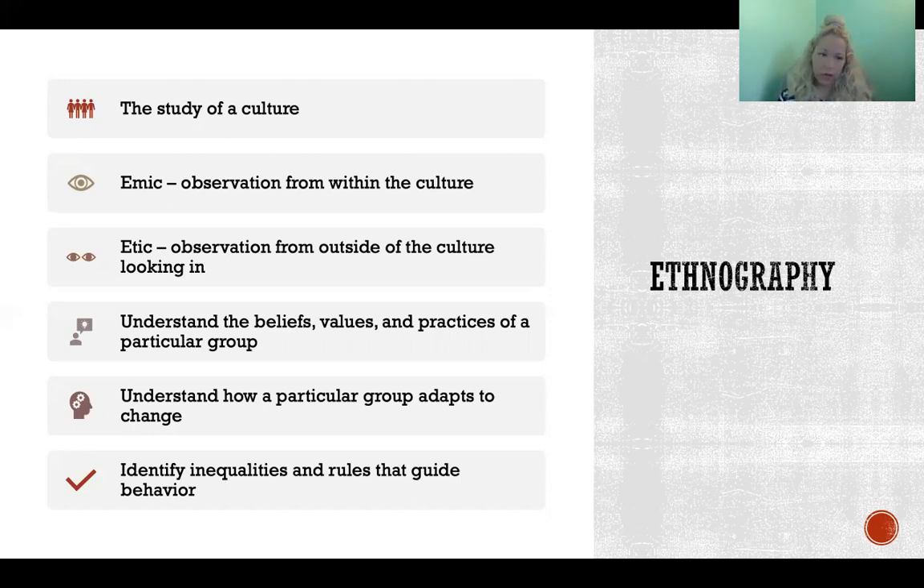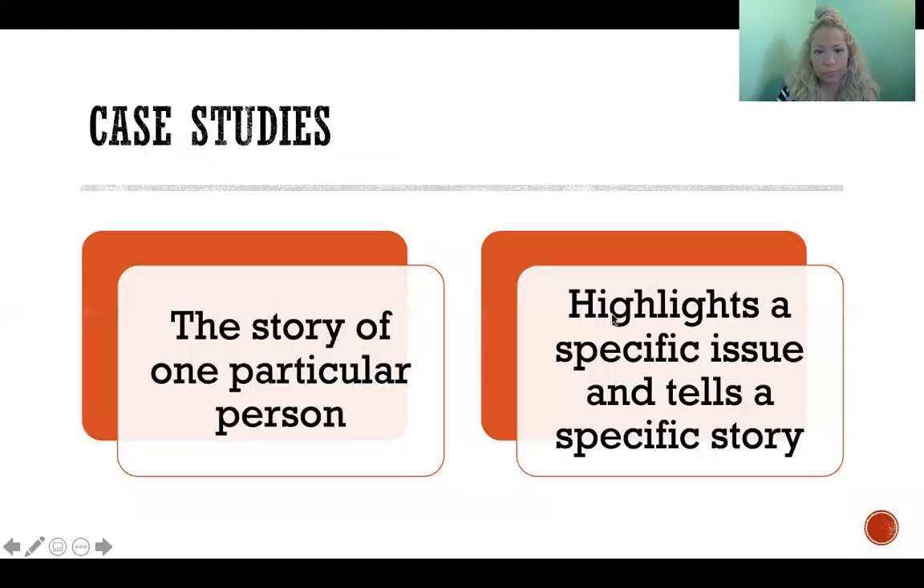Also, ethnography is another way to identify inequalities and rules that guide behavior. So ethnography is used to compare, in some cases, different cultures and how their beliefs, values, and practices might be different, and how maybe they're given unequal or inequitable resources, depending on what their beliefs and values might be. So there's a lot to study here. It's a very rich area.